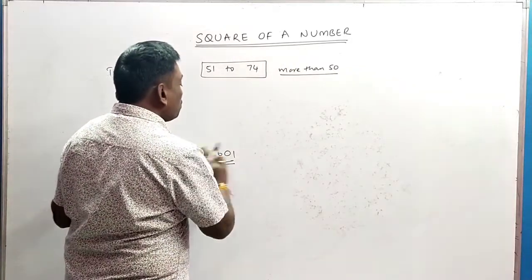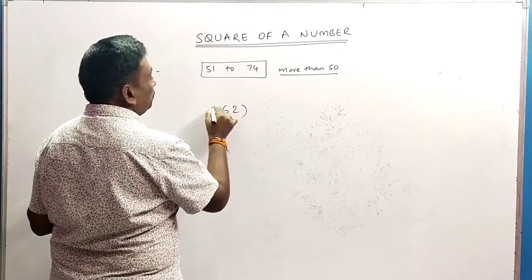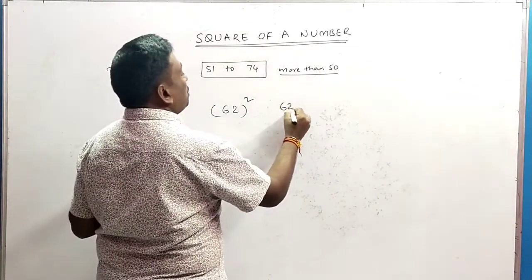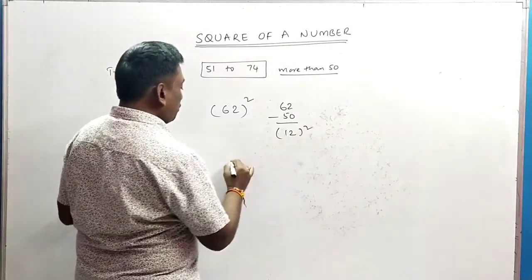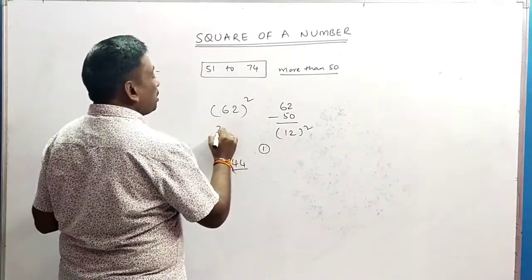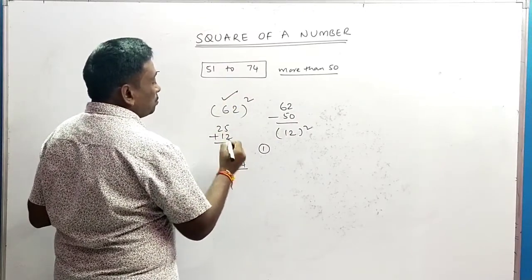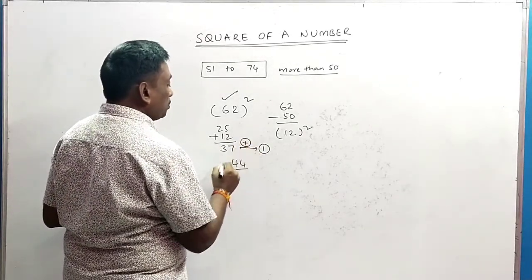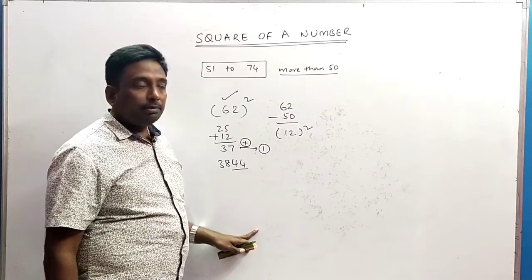I will explain one more number square. Suppose 62 square. How can we find 62 square? The difference between 62 and 50 is 12. What is the square of 12? 144. Take 44 here, 1 is carry. This 12 is added to 25. Why? Because this 62 is more than 50. That's why this gives you 25 plus 12, 37. This carry is added to 37. That is 38. 37 plus 1 is 38.